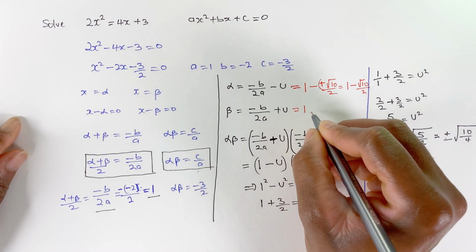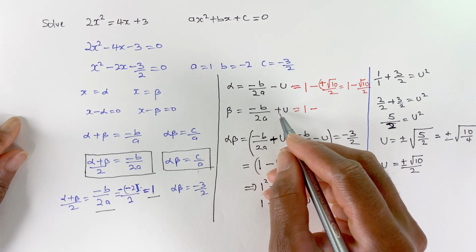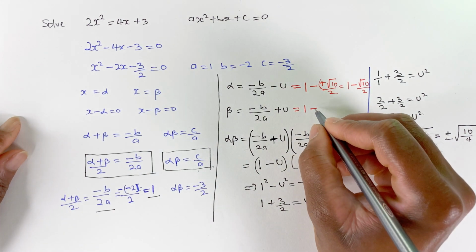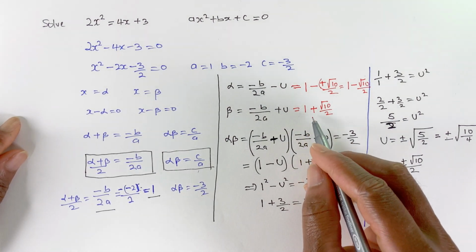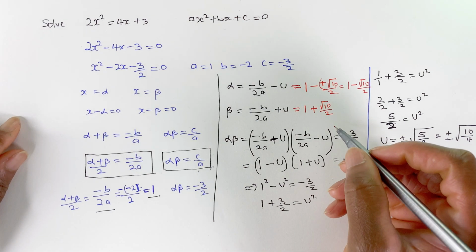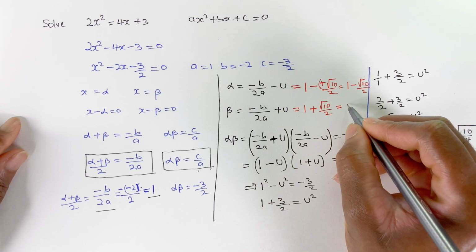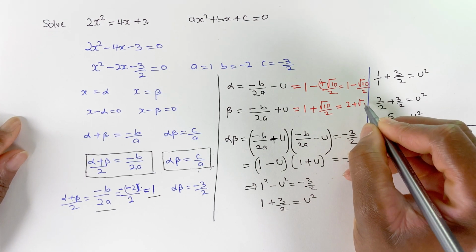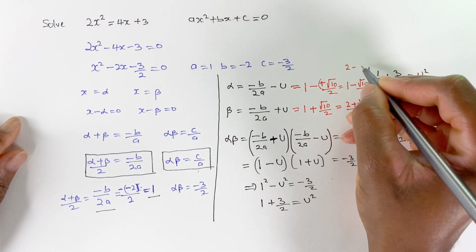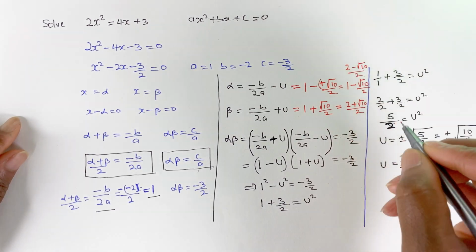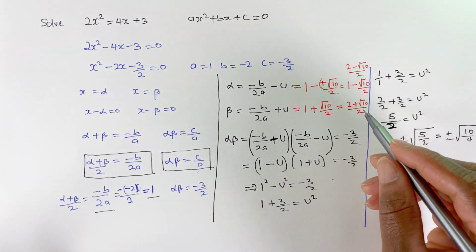And this one will be 1 plus, because that's a plus, and I'm using the plus value of this. So 1 plus root 10 over 2. Remember, it's good to keep them the same denominator as a fraction. This is 1 over 1, so that will be 2 plus root 10 over 2. Likewise, that will be 2 minus root 10 over 2. So the answers are 2 plus or minus root 10 over 2.